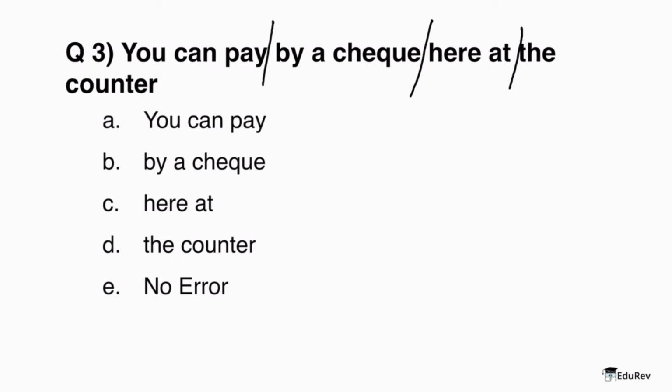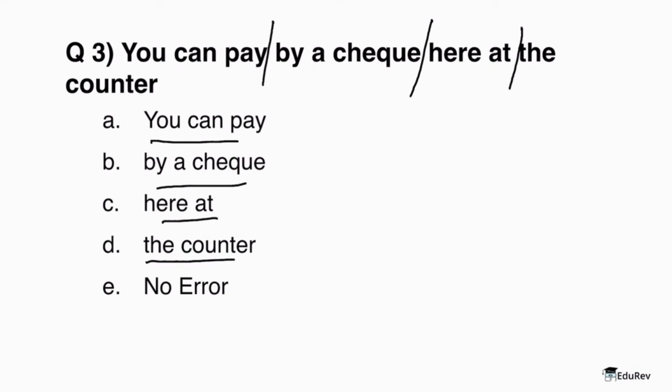Now, when we look at this question, we can see at the surface, nothing really seems wrong with this, right? So you can pay seems okay, by a check seems okay, here at seems okay, the counter seems okay. But see, we need to understand that whenever we talk about the mode of payment, we do not use an article before it. So we go like always, you can pay by cash or check. We don't go we can pay by a cash or a check. We say you can pay by check or cash. So we do not use an article before the mode of payment.